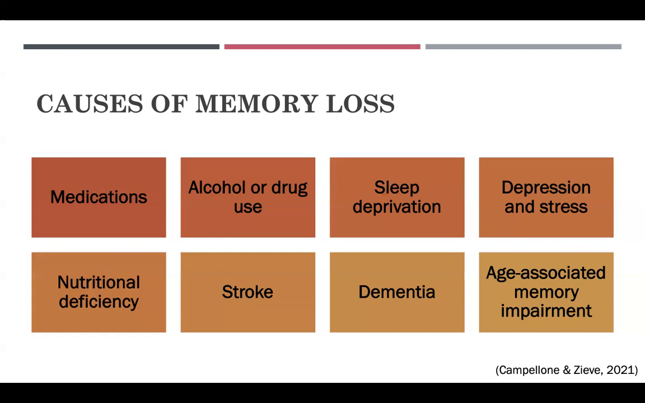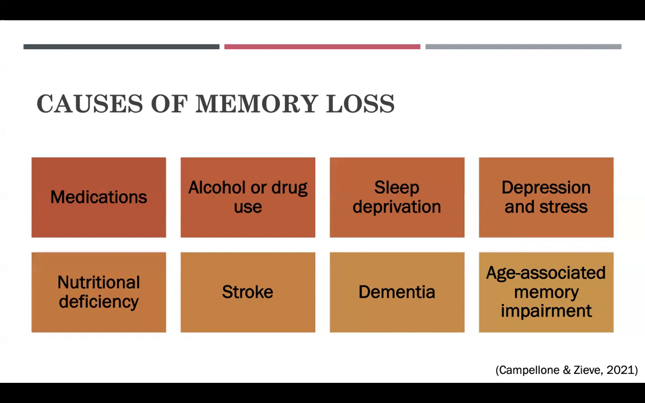Depression and stress can make it difficult to focus and get in the way of our concentration, making it harder for us to process our information and consolidate it into our long-term memory. Nutritional deficiency, when we don't have high quality food, which is important for our proper brain function. Having a stroke can cause short-term memory loss, lasting right from the stroke all the way up to months after.